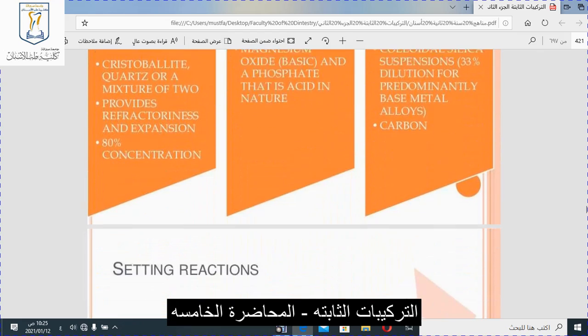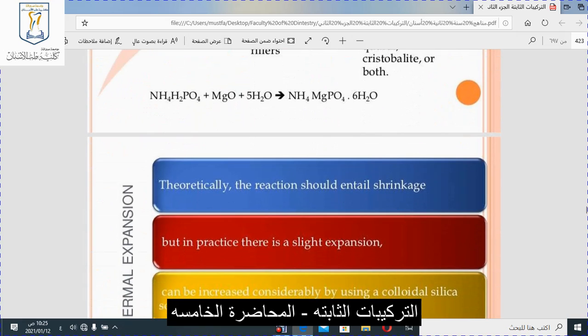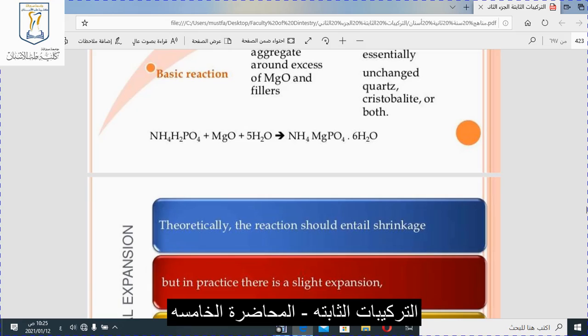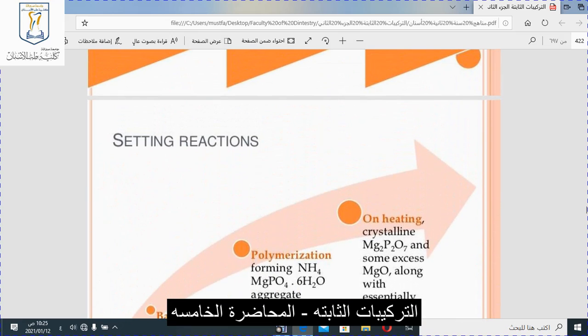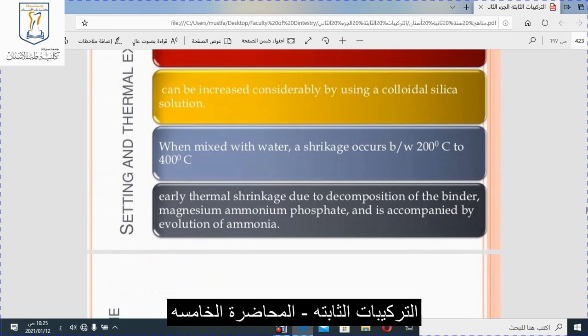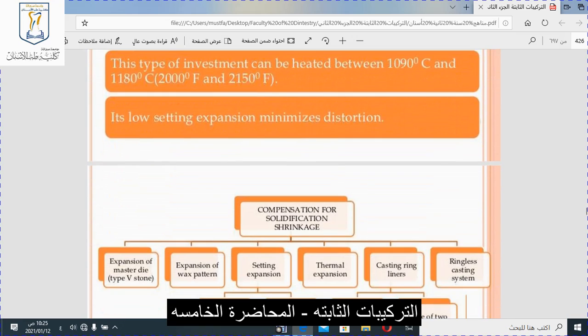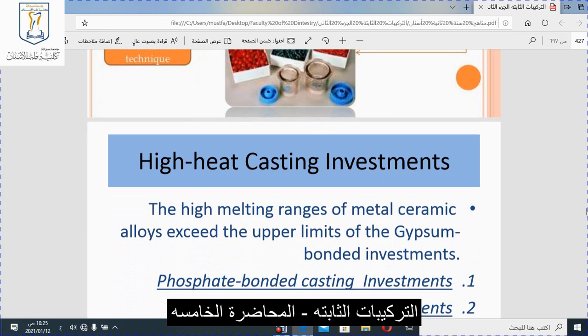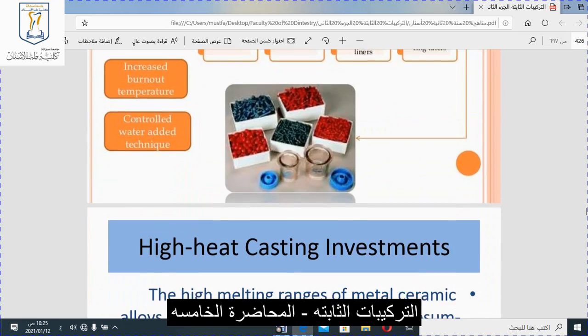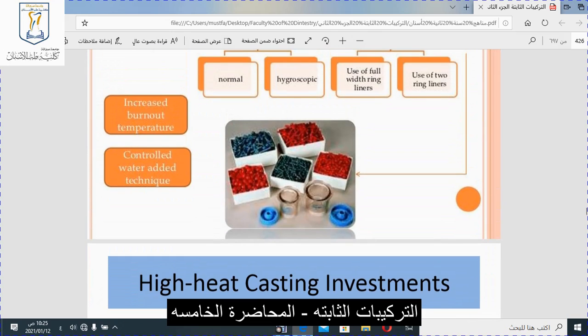The same situation applies to the ether-based investment, in the case of phosphate bond investment, or magnesium-based or silicate-based investment. The same thing is that we know. This is in short a summary of the investment material. So the investment material binder, either it is gypsum bond investment, it is weak in mechanical property, and its ability to withstand heat is low, so it is specific for all alloys.